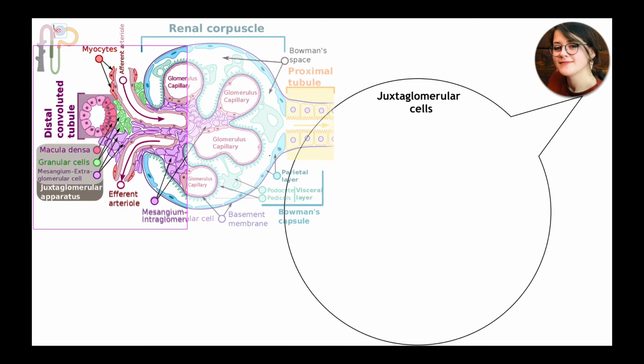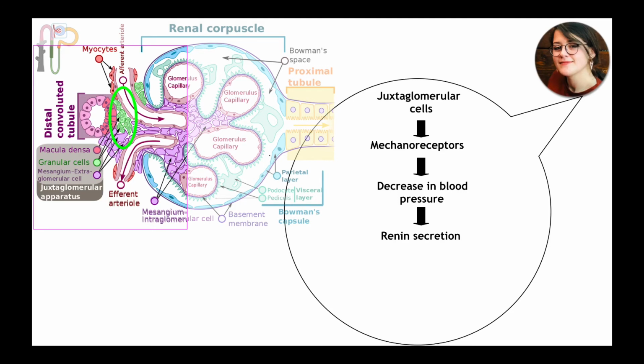The juxtaglomerular cells act as mechanoreceptors. When the blood pressure is low, they secrete renin, which leads to the activation of the renin-angiotensin mechanism, which acts on blood pressure amelioration.